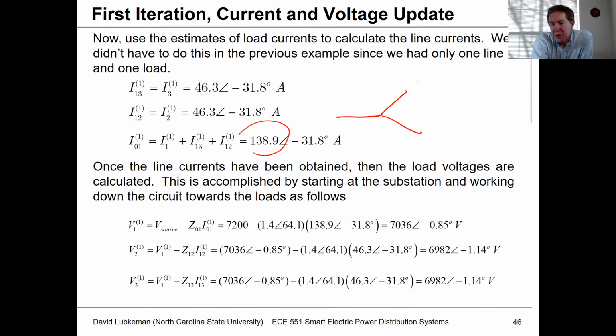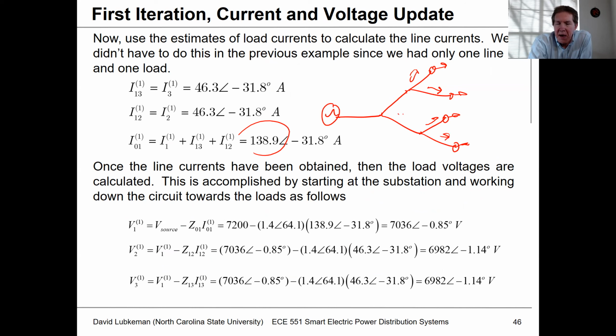If I had a more complex topology, this is actually what in computer science we refer to as a tree structure. It's kind of on its side. But what we would do is start from what we call the leaf nodes. These are all the nodes at the end. If we have these load currents, then we work up. We would get the next set of line currents.